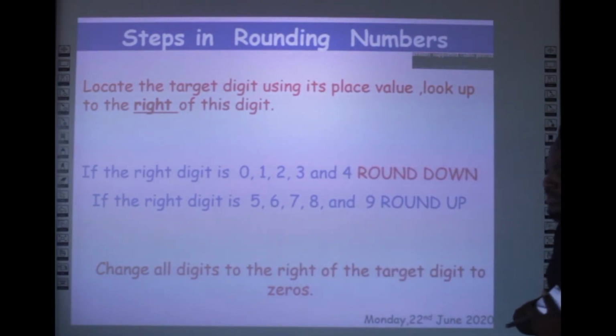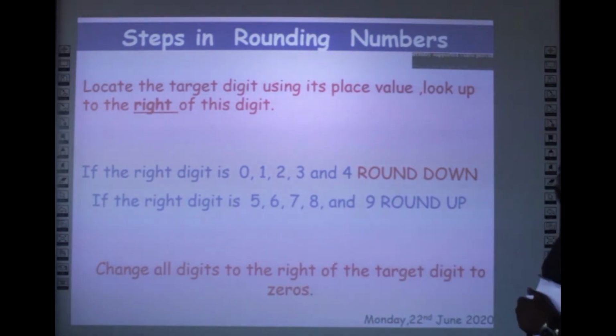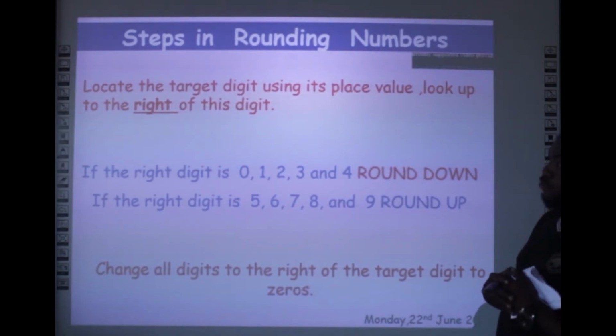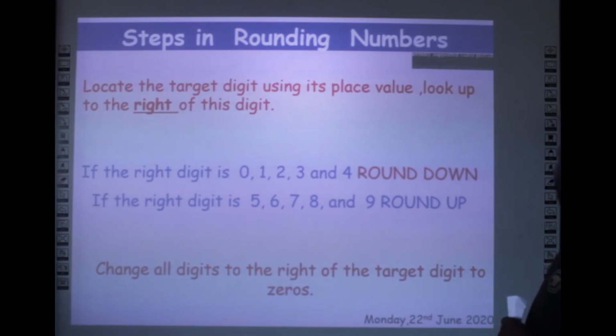Now, look at the third step. Change all digits to the right of the target digit to 0. These are the steps necessary to round numbers. Now, let's go to the next slide.